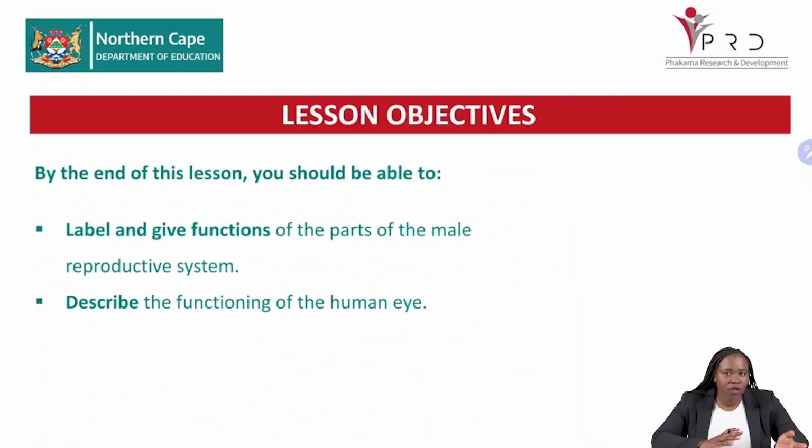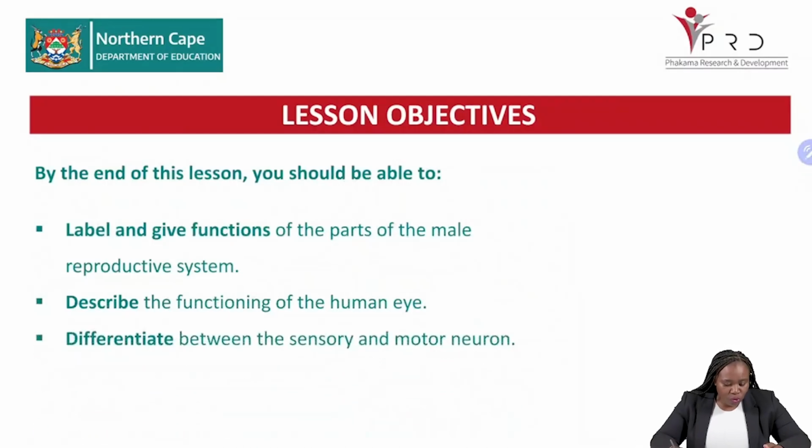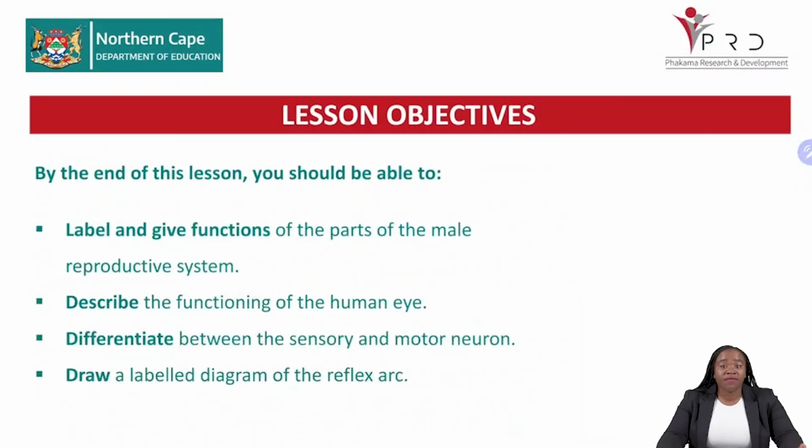By being able to give functions, it means that you would simply be able to describe these processes that are involved, because it is the different parts that are involved, and the functioning of those parts essentially make up the processes. You should also be able to differentiate between the sensory and the motor neuron. You should know what the motor neuron does and its direction, as well as what the sensory neuron does and its direction as well. And then with that, you would be able to draw a reflex arc.